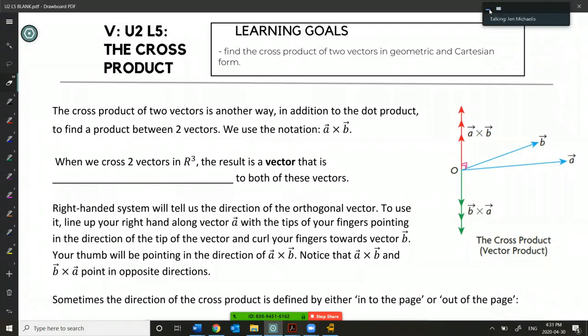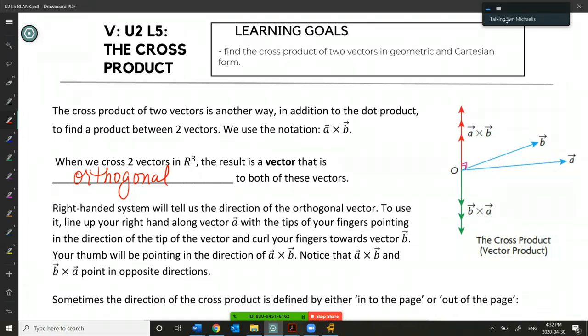So firstly, the cross product between two vectors is another way, aside from the dot product, that we can find some sort of product between two vectors. And we're going to use a different notation, which is A cross B. And when we cross two vectors in 3-space, the result is actually going to be a vector that is orthogonal to both vectors that are being crossed. And just as a reminder, orthogonal essentially just means it's perpendicular to both vectors.